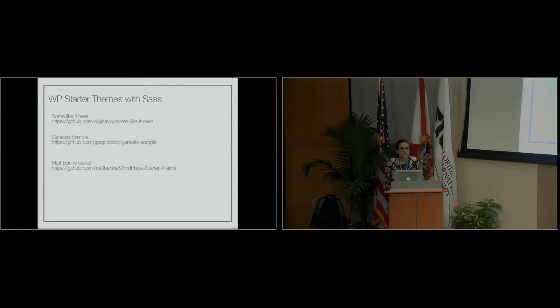And just to bring it in context, if you wanted to start sassing away on your WordPress themes, there are some starter themes that already have it built in. Some Like It Neat is a good one, and I really like that one. It has all of the dependencies listed there, and it takes you step by step on how to get it installed onto your computer. For that one, you're also going to want to install Node and Grunt, which will watch your Sass file and compile the CSS. Every time you make a change to your SCSS file, it will automatically compile it to CSS for you instead of you having to do it manually.